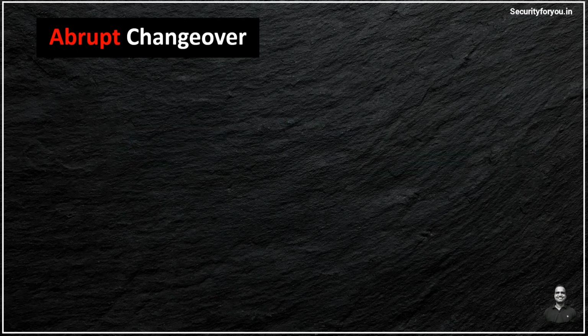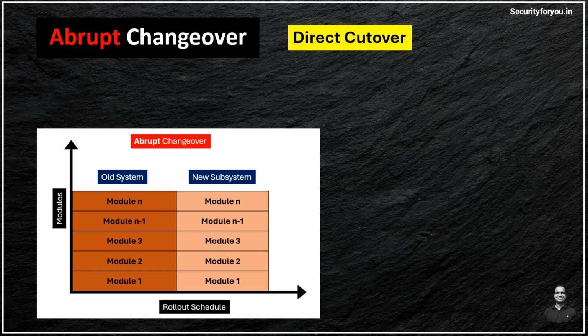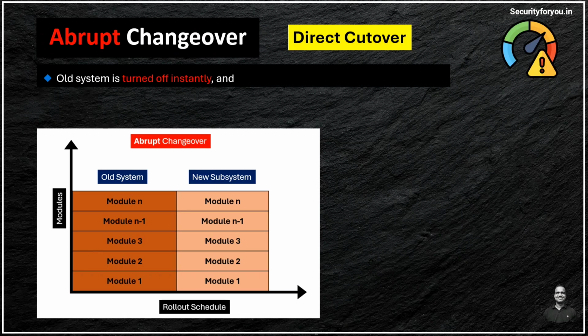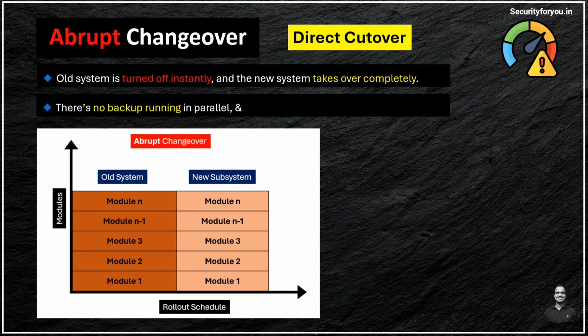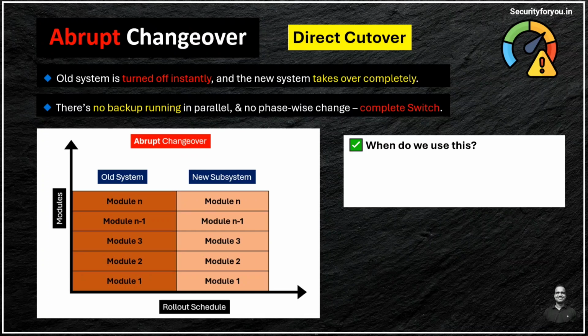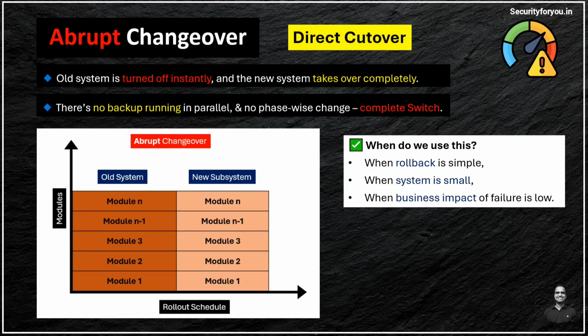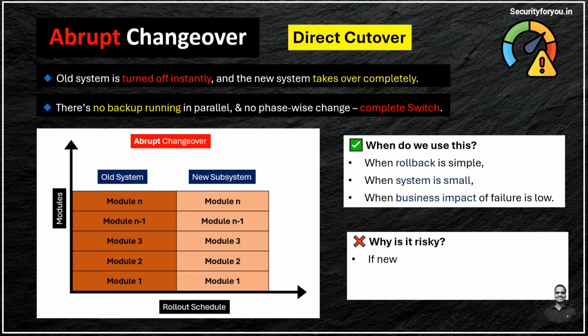The third method is called abrupt changeover, also known as direct cutover. This is the most risky method because the old system is turned off instantly and the new system takes over completely. There is no backup running in parallel and no phase-wise change. It's a complete switch. And when do we use this? When rollback is simple, or when the system is small, or when the business impact of failure is very low, right? This is risky because if the new system fails, there's no fallback unless a rollback plan is prepared in advance, right? And business operations may stop completely.